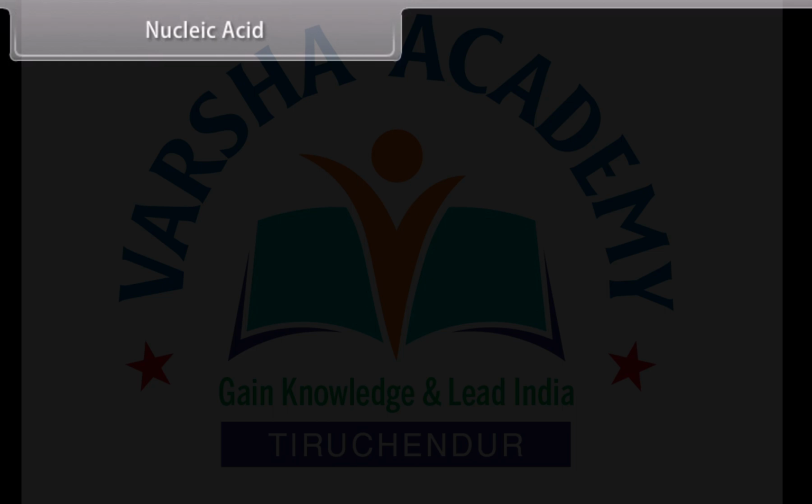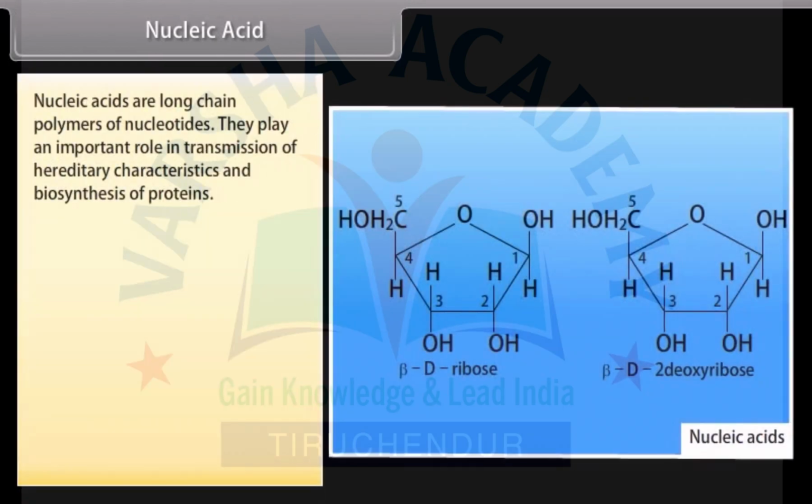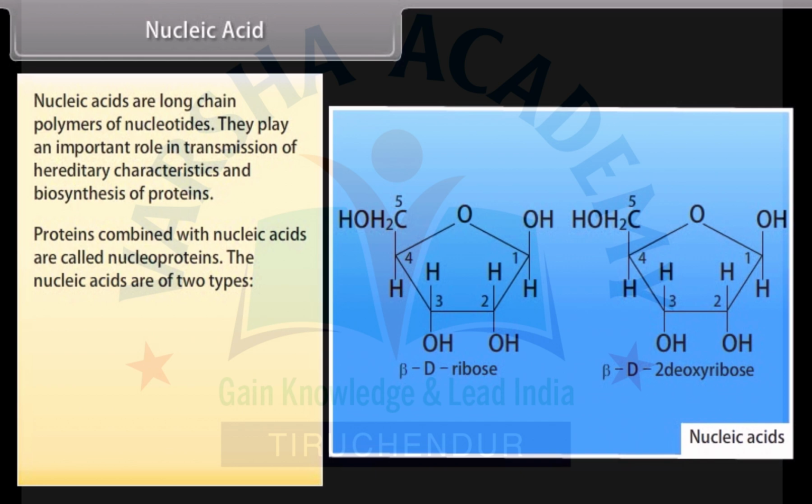Nucleic acid. Nucleic acids are long-chain polymers of nucleotides. They play an important role in transmission of hereditary characteristics and biosynthesis of proteins. Proteins combined with nucleic acids are called nucleoproteins. The nucleic acids are of two types: deoxyribonucleic acid and ribonucleic acid.